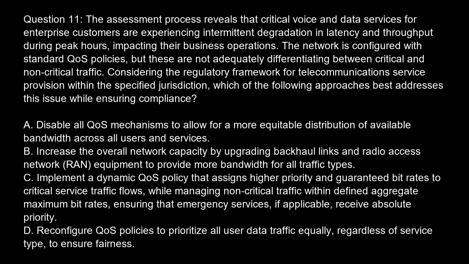Option A. Disable all CoS mechanisms to allow for a more equitable distribution of available bandwidth across all users and services. Option B. Increase the overall network capacity by upgrading backhaul links and radio access network (RAN) equipment to provide more bandwidth for all traffic types.